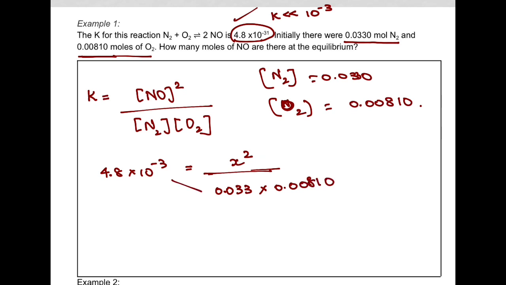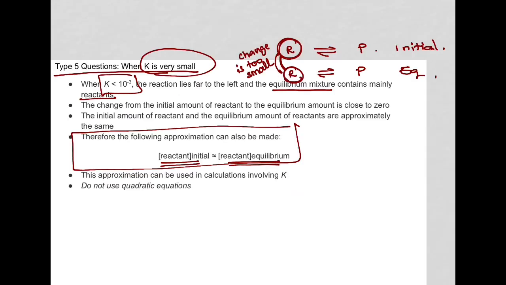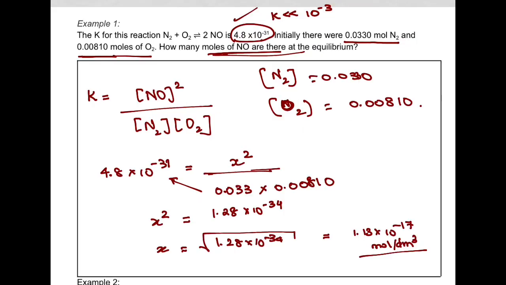From this, you can cross multiply. You can find the value of X squared, and from the value of X squared, you can find the value of X. And this is going to give you the number of moles of NO at equilibrium. So normally this is what you're supposed to get. Now when you're doing these questions, you will never get a quadratic equation. The quadratic equation is not in your syllabus, so you will not get a quadratic equation. If you find any reaction where you're getting a quadratic equation, it means it's wrong.